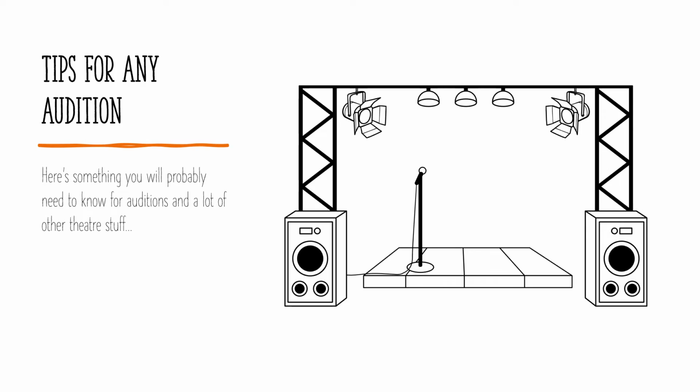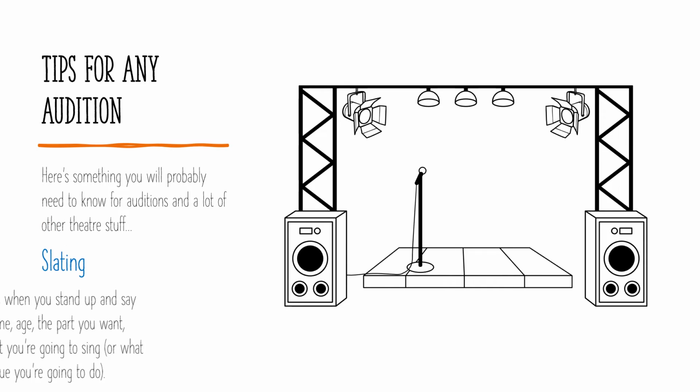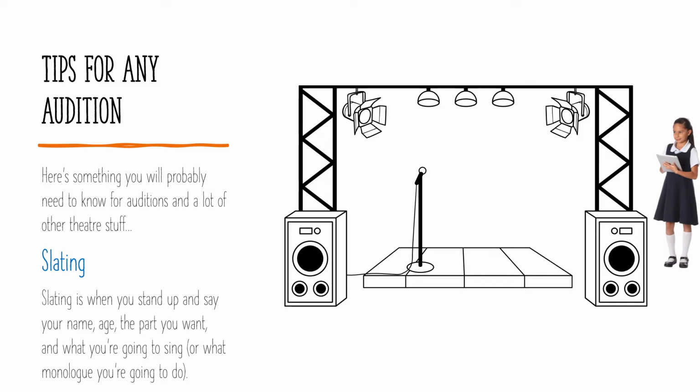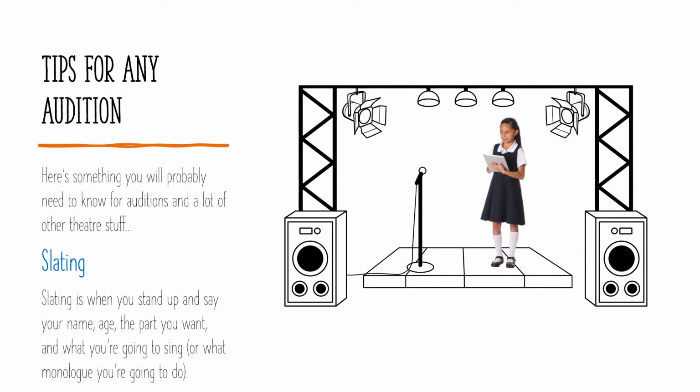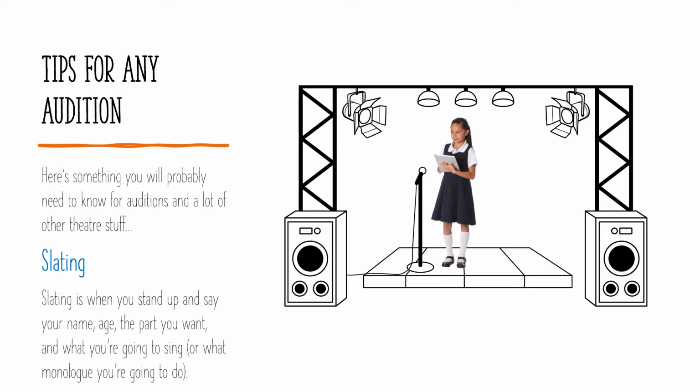Here's something you will probably need to know for auditions and a lot of other theater stuff. Slating. Slating is when you stand up and say your name, age, the part you want, and what you're going to sing or what monologue you're going to do. What you say when you're doing your slating can vary based on what the people in charge want you to do. It will usually say in the audition information, but this is what I've seen and what I've done is basically a standard slate, and you're probably safe going with this if you're just asked to slate.